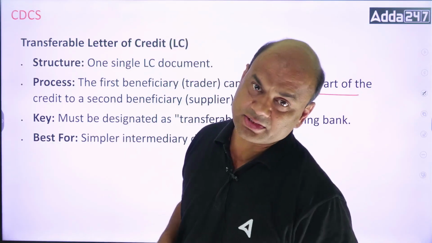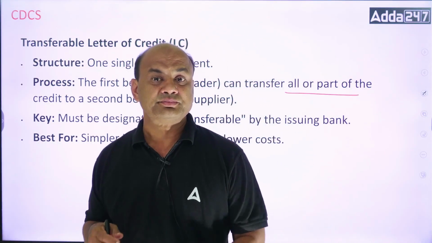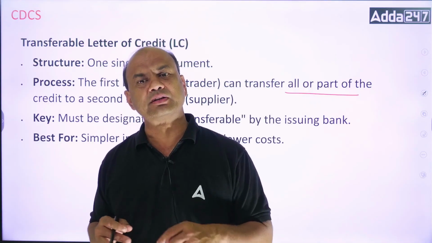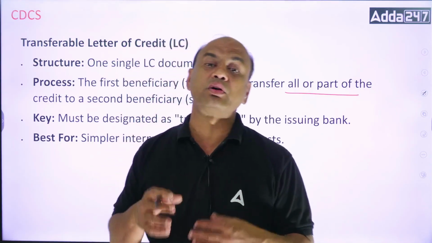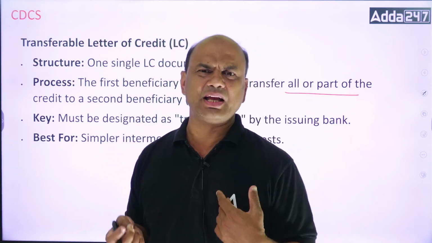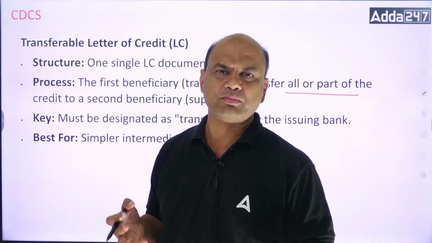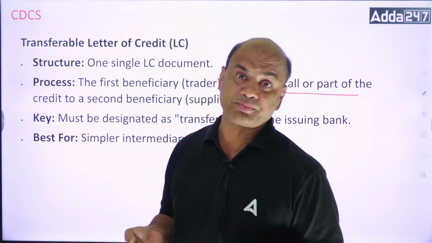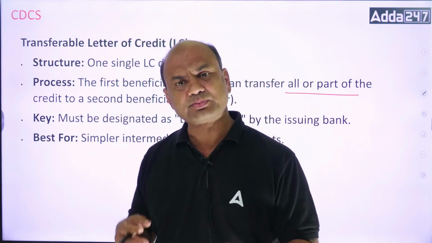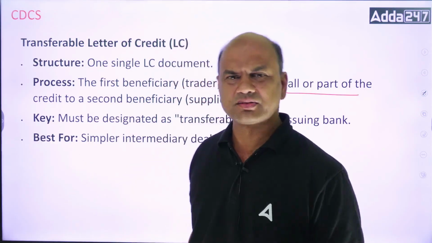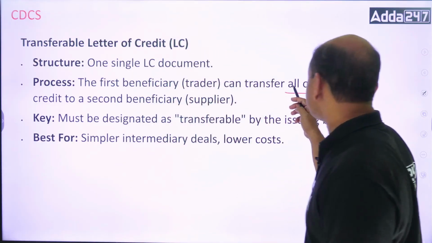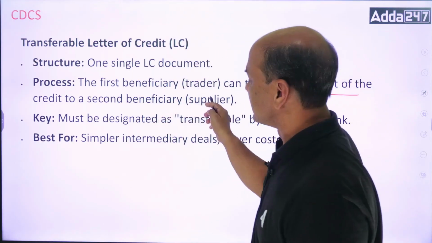But the second case is, if my first Benny is himself a manufacturer, but the capacity is not that much. Say I ask for 100 units, and my first Benny can manufacture only 40 units. What about the remaining 60? This person will transfer it to someone else. So he transfers all or part of the credit to the second Benny.